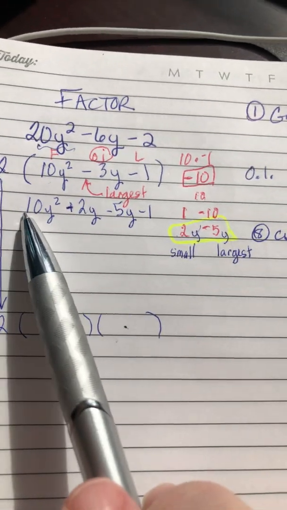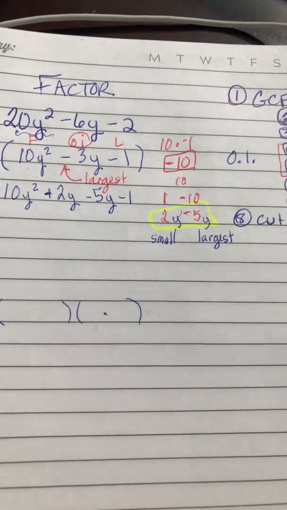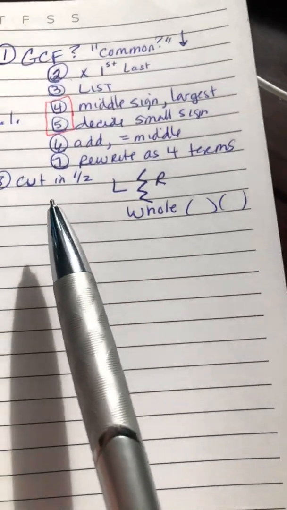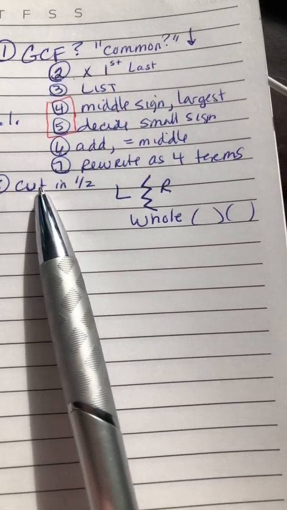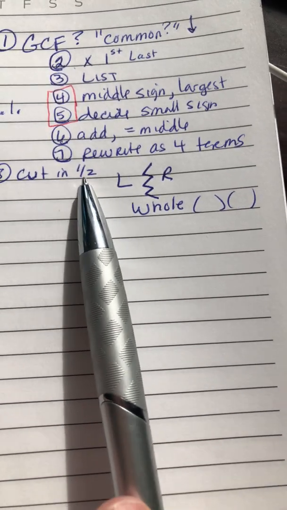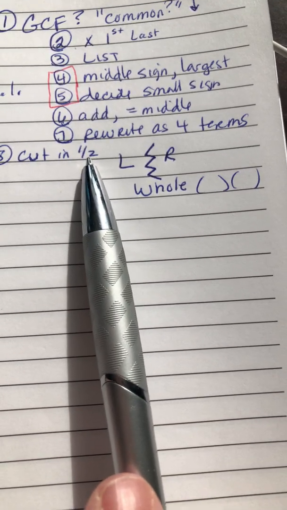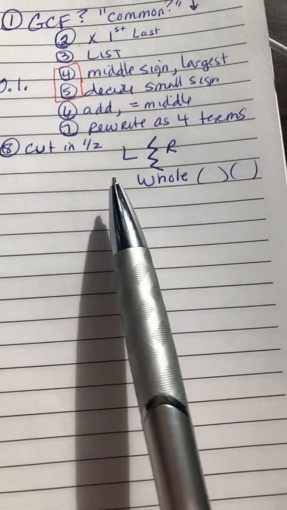So now we have F, O, I, and L, all spread out. So now we're ready to do factor by grouping. And factor by grouping says, don't look at all 4 terms, just look at the 2 on the left and then the 2 on the right. So I call that cutting the problem in half.